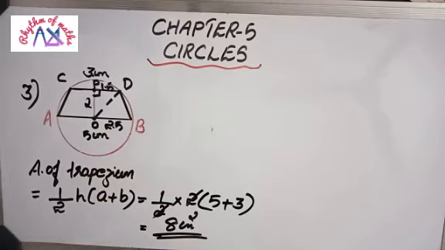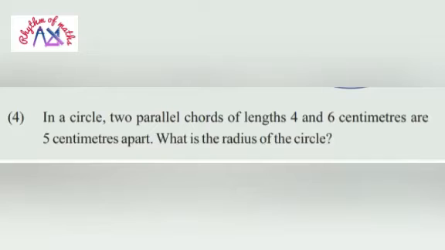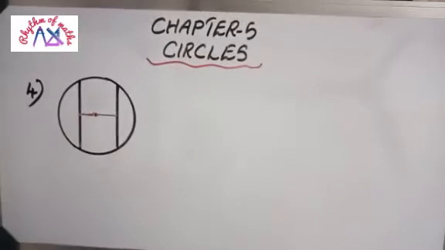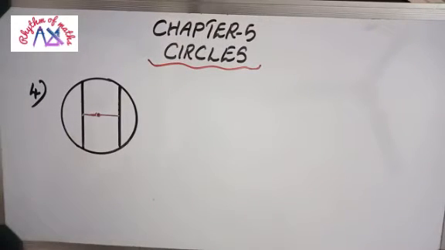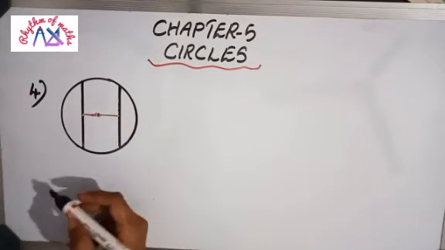One more question is there in this section. Question number 4. In a circle, two parallel chords of length 4 and 6 centimeters are 5 centimeters apart. What is the radius of the circle? In this question, we have two parallel chords, one 6 centimeter and another one 4 centimeter. That means the long chord is 6 centimeter here.